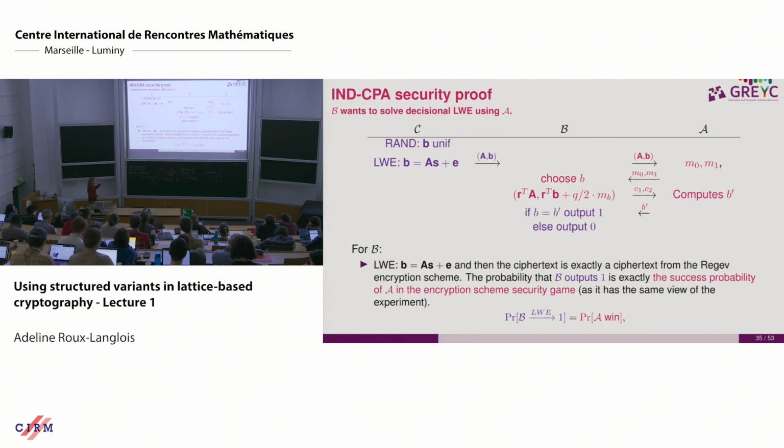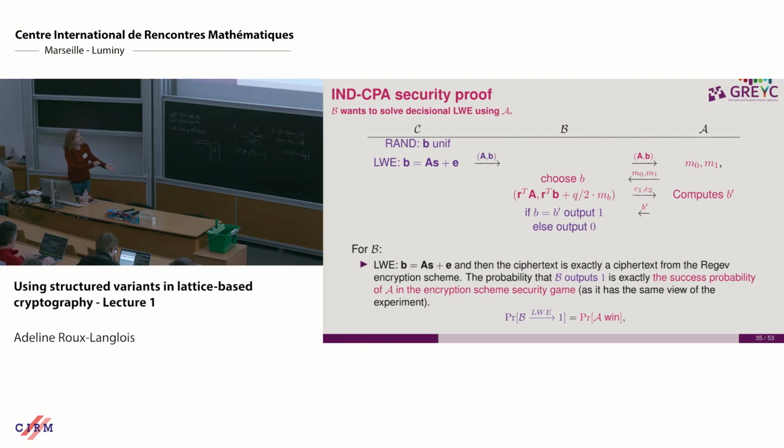The second case is the LWE case. Now b equals AS plus E. So if b equals AS plus E, we are exactly in the Regev encryption scheme case. The game between B and A is exactly the IND-CPA security game. So A will have exactly the same view of the experiment in this case. Then the probability that B answers 1 in the case of LWE will be exactly the probability that A wins.